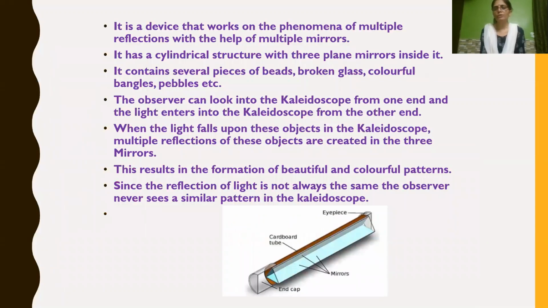Then we have learnt about the kaleidoscope. It is a device that works on the principle of multiple reflection of light, and it has three plane mirrors, and it also contains several pieces of broken glass, beads, or colorful bangle pieces, etc. When light falls on these objects in the kaleidoscope, multiple reflections of these objects are created in the three mirrors. This results in the formation of beautiful colorful patterns.